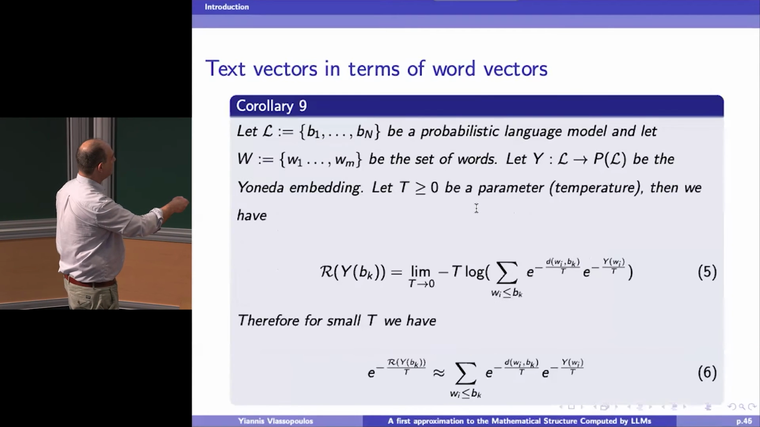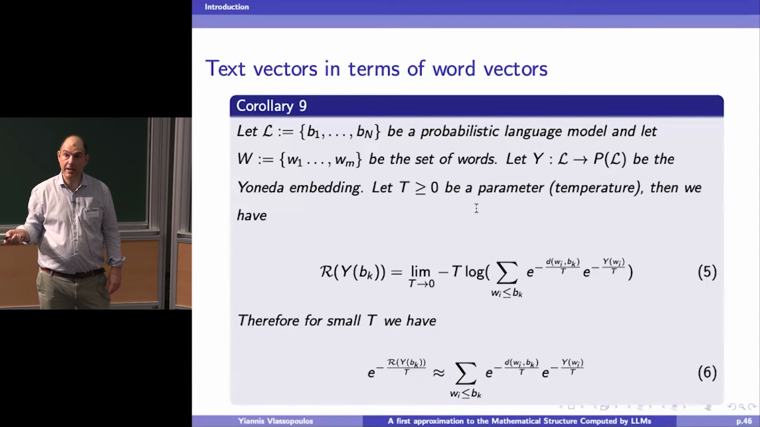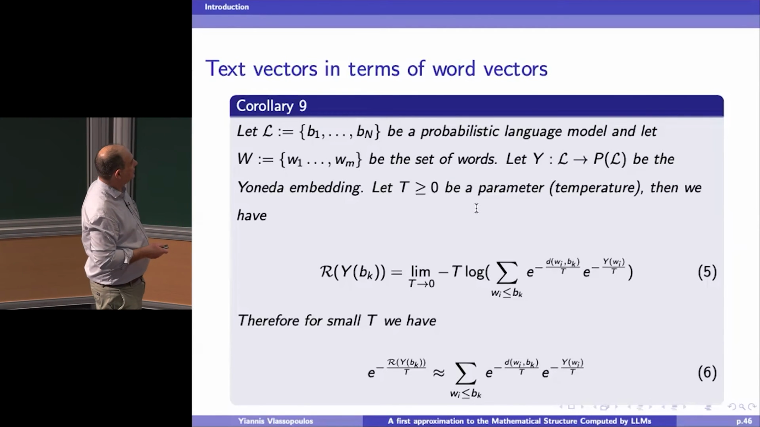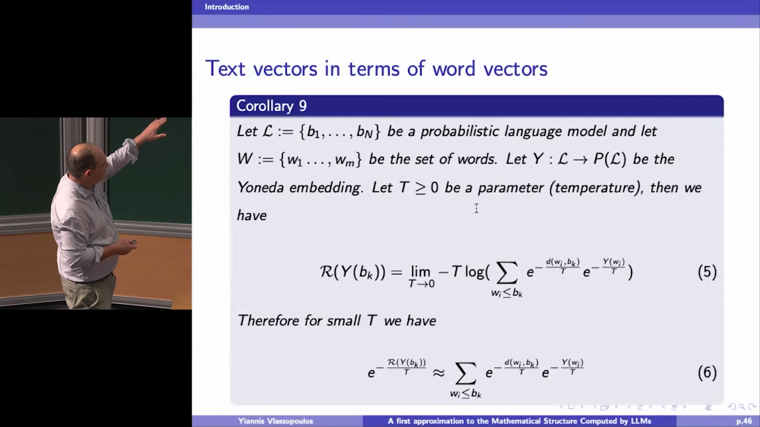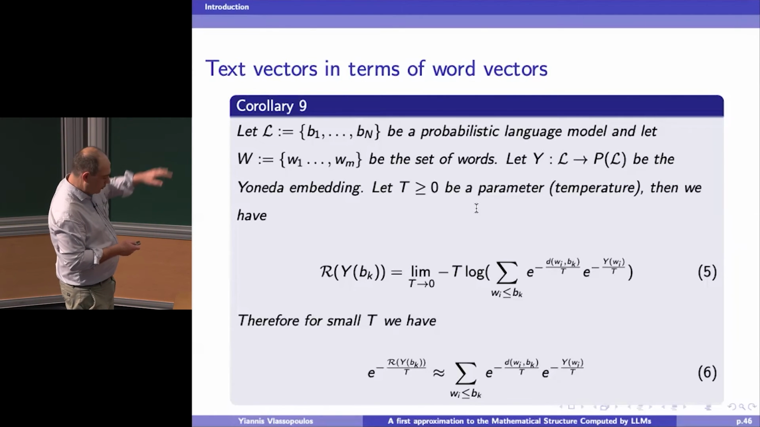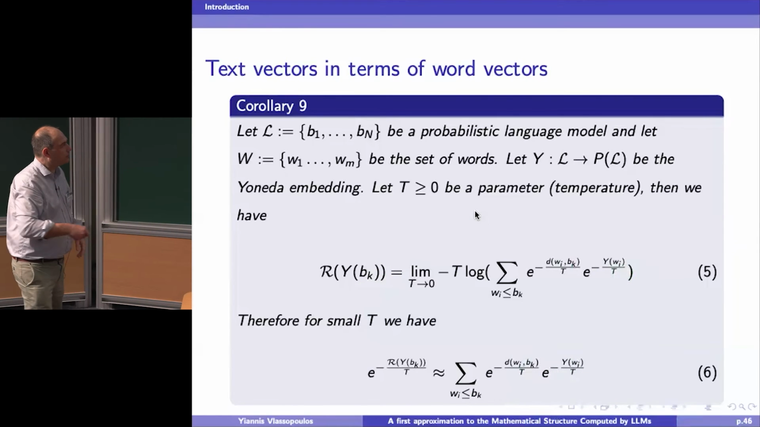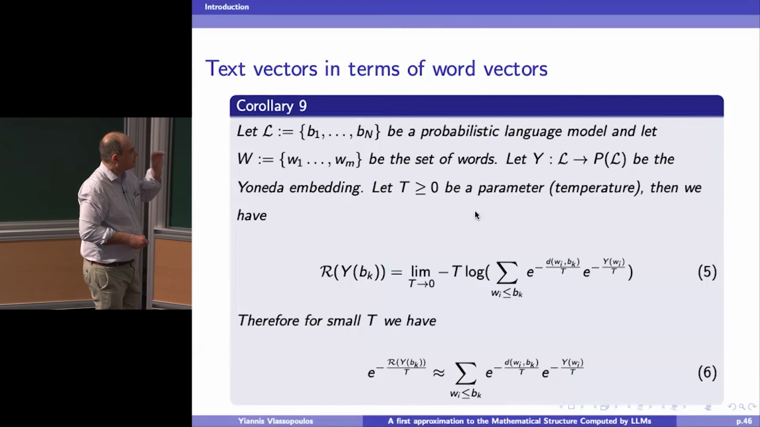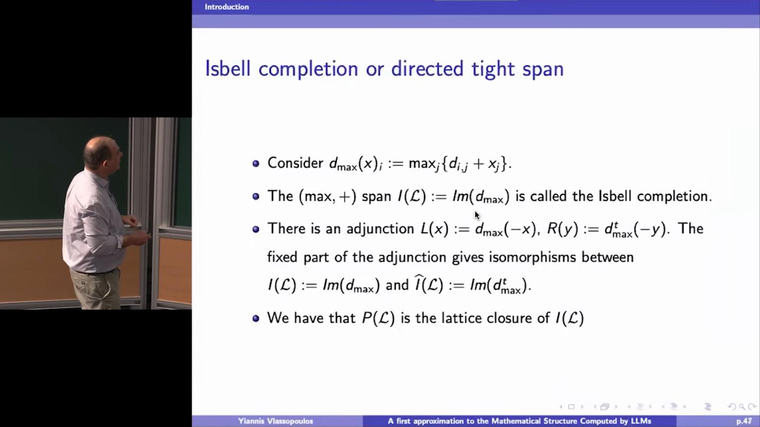And now you can go one step further and apply what I was saying before, that whenever you have a linear equation in min plus algebra, you can always raise the temperature a little bit and get a Boltzmann weighted linear combination of actual vectors. So this would say that if we play this game, then for small t, the exponential of this projection vector of the text is a Boltzmann weighted linear combination of the vectors for the words, which somehow reminds me of what happens in the attention layer, where you have a vector and you write it as a Boltzmann weighted linear combination of word vectors.